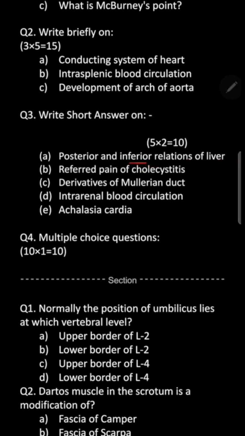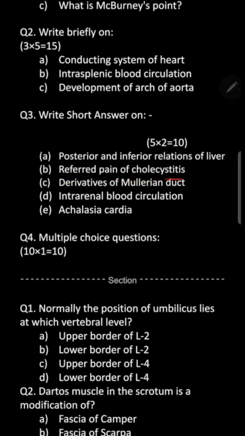You can easily express it by drawing a diagram. Next is referred pain of cholecystitis. Remember that the pain of cholecystitis has been asked many times because the afferents from the gallbladder are being carried by 3 types of fibers: sympathetic, parasympathetic, and also by the right phrenic nerve.